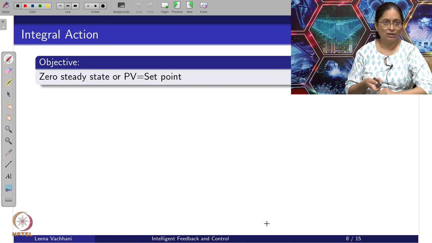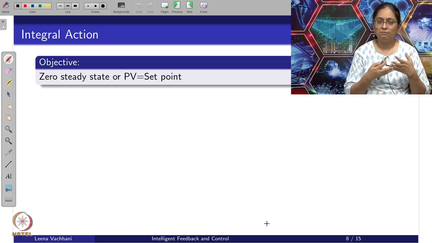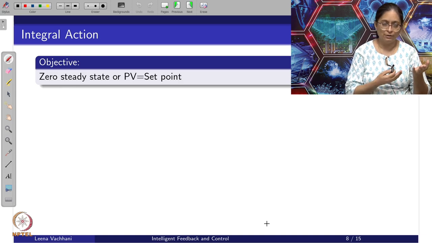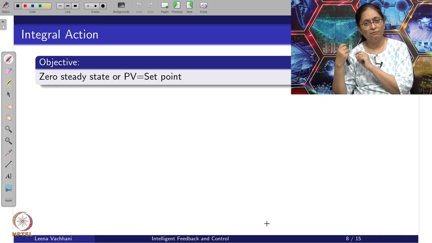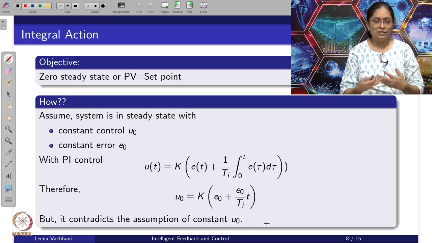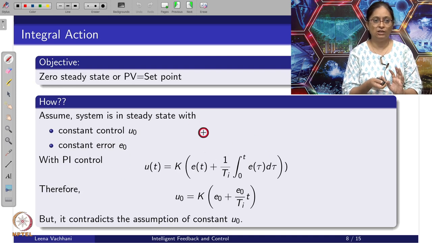Alright, let's see what comes up with the integral action in this. Now, integral action means that at zero steady state, the process variable is equal to the set point. The process output variable y is exactly equal to y_sp. So how is this getting achieved? Let's say there is a constant control input U naught at a steady state, corresponding to a constant error E naught. Let's assume it in this way.